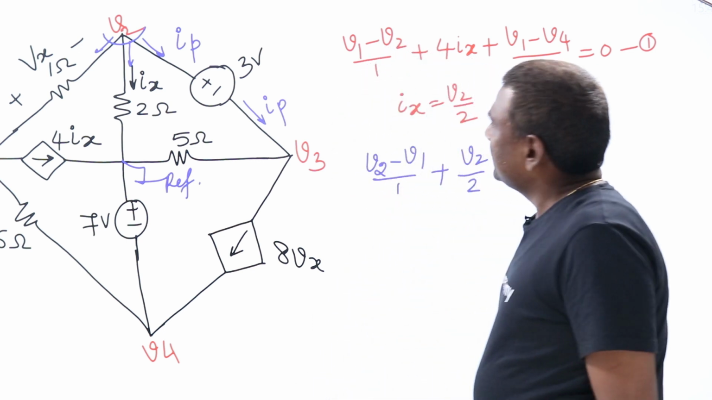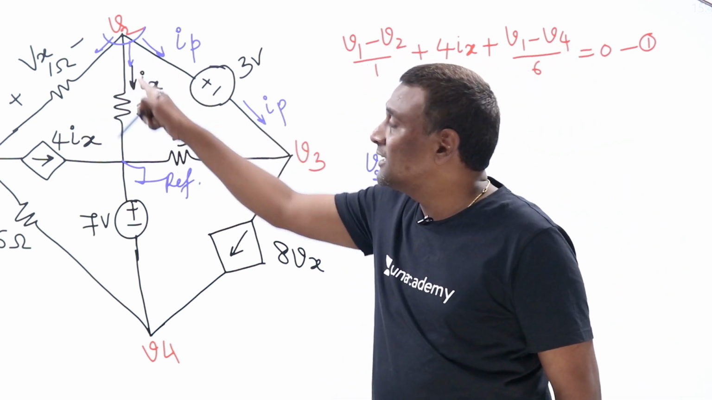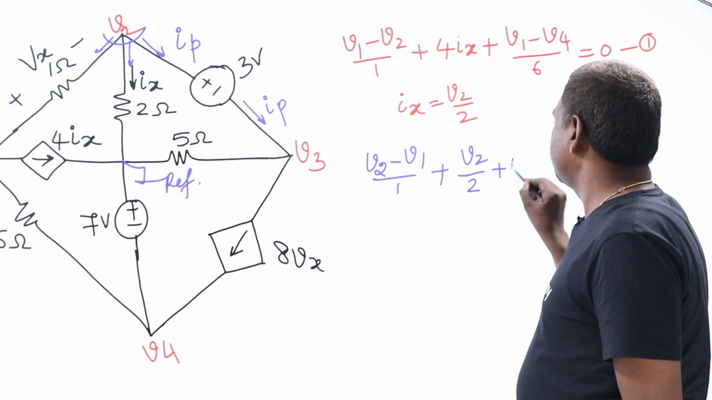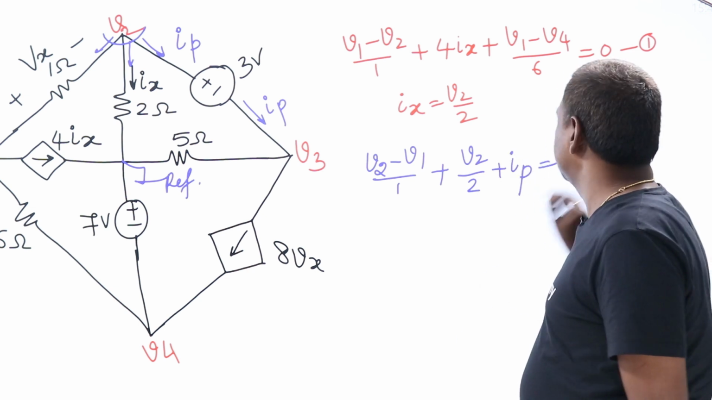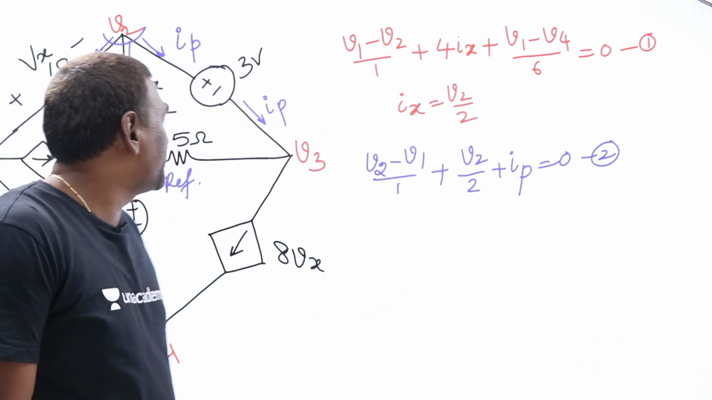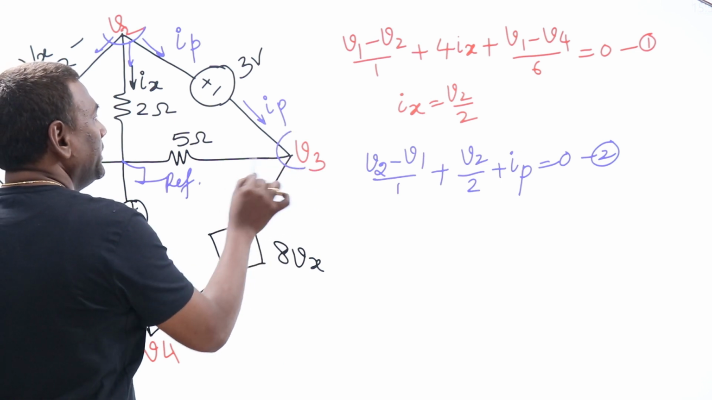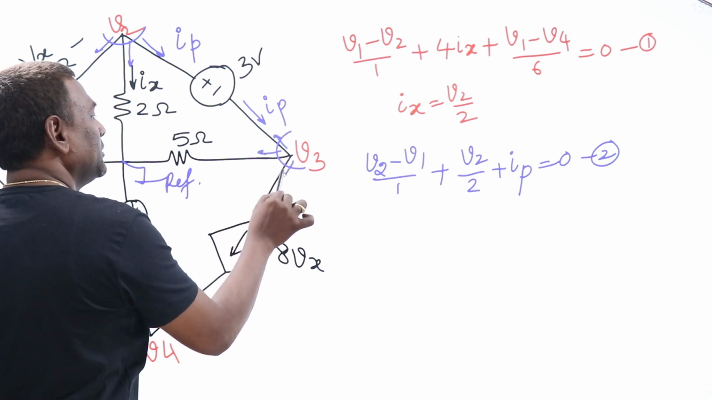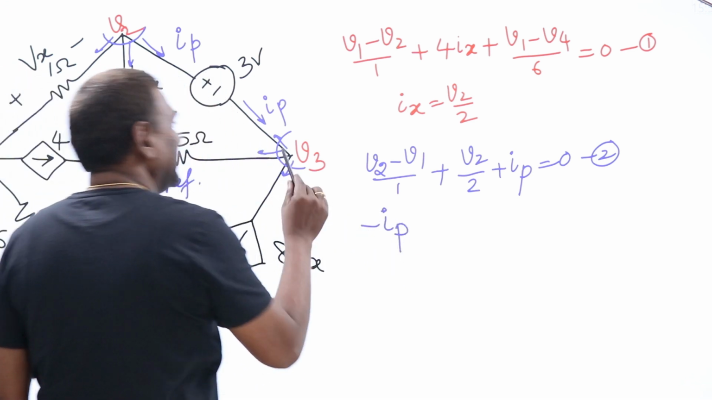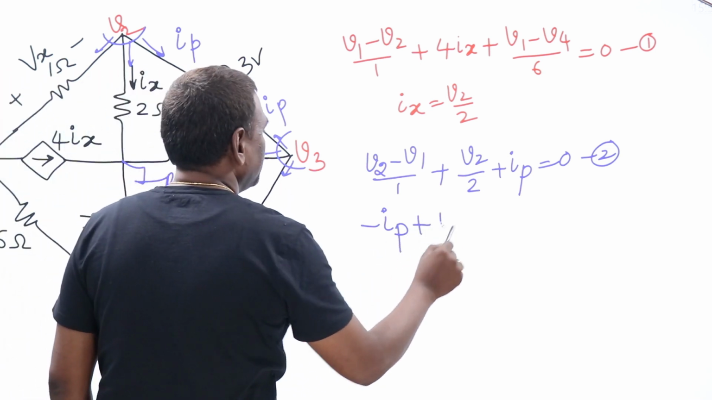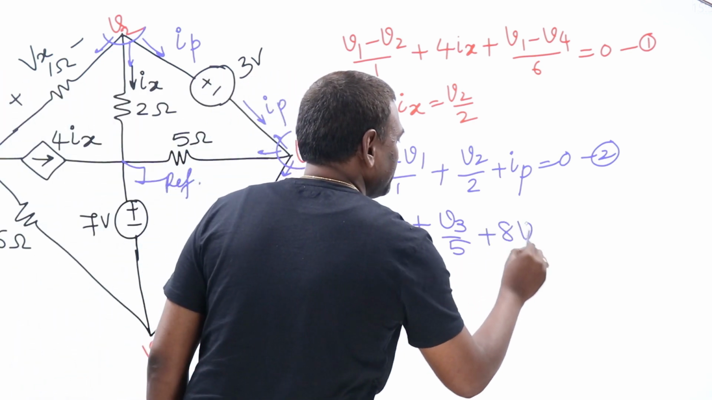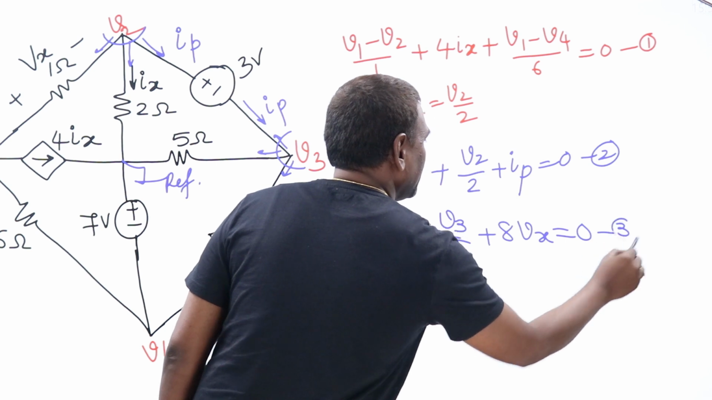Now, the leaving current through this I considered, which means I added one more variable, that is IP, equal to 0. This is the second node. Now let us think of the third node. At the third node, leaving current through this plus leaving current through this plus leaving current through this equal to 0. Leaving current through this is minus IP. Leaving current through this is plus V3 by 5. Leaving current through this is 8Vx. This is the equation at the third node.